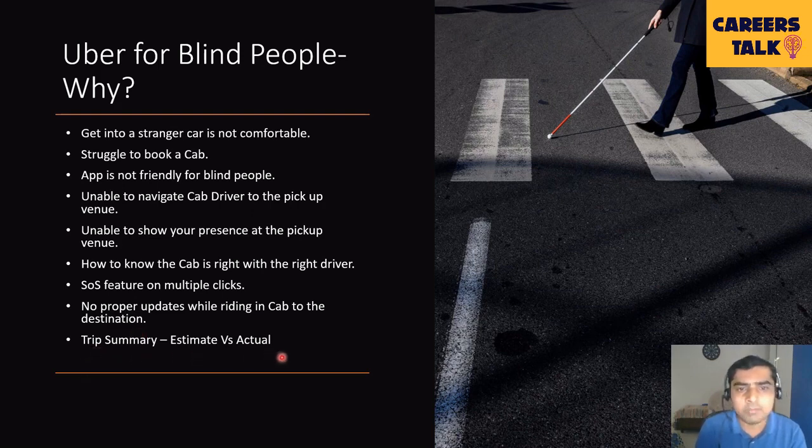Then trip summary, estimate versus actual. This is common. I booked a cab for 100 rupees, but once the trip is completed, I got a bill of 150 or 200 rupees. So for me, I can check if the driver has taken any long route, or what is the reason. But how will the blind person tell the driver, okay, you have taken a long route, you took the wrong direction? Again, they will not be able to justify. So these are a few of our pain points. Okay, let's see the further solution.